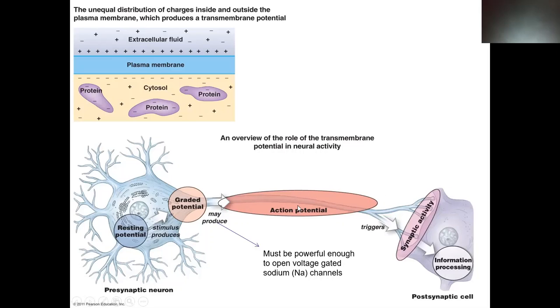So if we have an action potential, this will then trigger some synaptic activity. And the synaptic activity means that the neurotransmitters from that neuron can then be passed on to the next neuron or the next cell in line. And we'll also walk through that so that you can see how that happens as well.